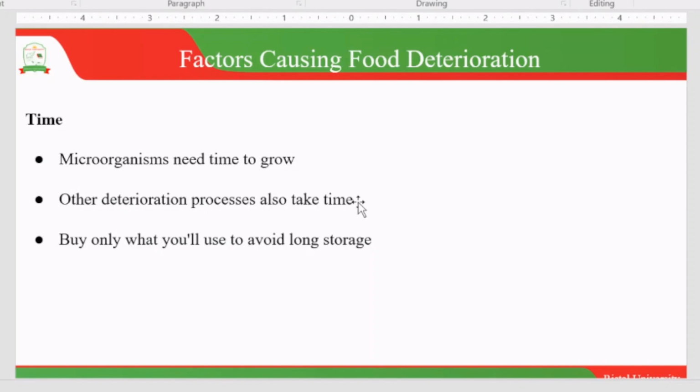And the only way we could work on this is to buy only what you will use and avoid storage for long. You see, even preservation can only do so much. You're not going to preserve something for 10 years unless it is wine. I think it is only those fermented products, the wines, that people are willing to preserve for 100 years and then sell expensively. People who take wine understand that the older the wine, the more expensive and the more sweet the wine is.